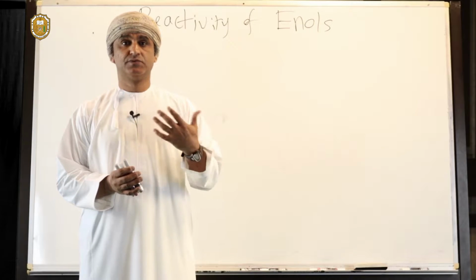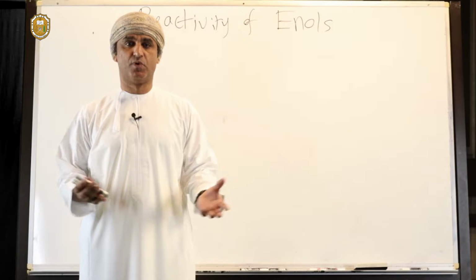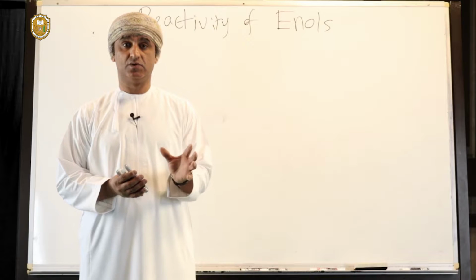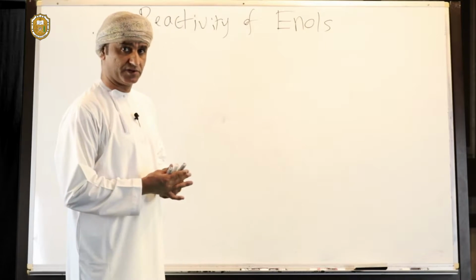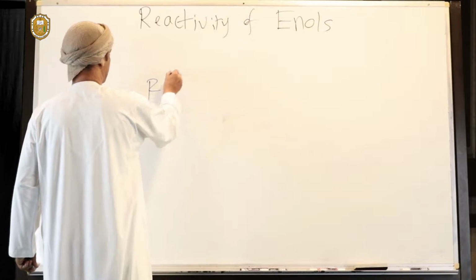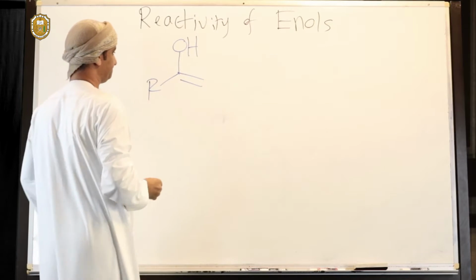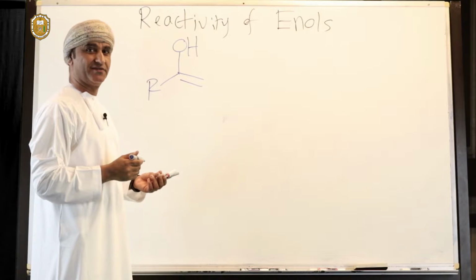And again, as we have said before, what is special with these intermediates anyway? Why are they important in synthesis or in chemistry as a whole? Well, enols, as we have learned before, are nucleophilic. Let's draw the structure of enols and see what we can do with it. So this is the enol structure. Enols are nucleophilic, and they are nucleophilic at the alpha carbon.